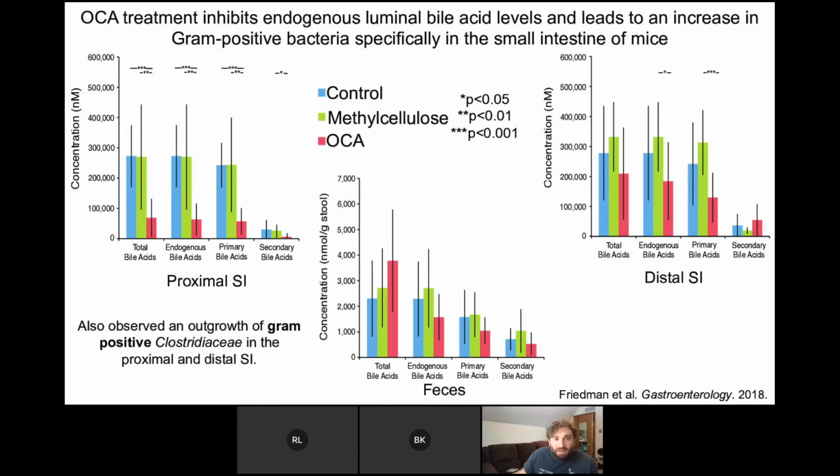And you can actually see here that although these are in nanomoles per gram versus nanomolar luminal contents, the levels here are about 2 orders of magnitude lower. So I'll note that we also observed an outgrowth of gram-positive Clostridiaceae in the proximal and distal small intestine, and that would be consistent with our idea that this decrease in bile acids leads to an outgrowth of gram-positive bacteria.